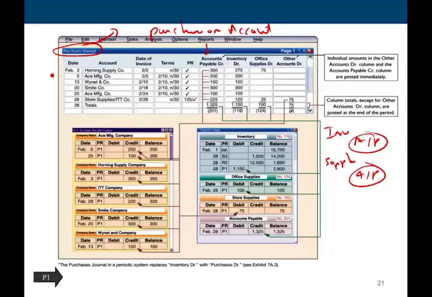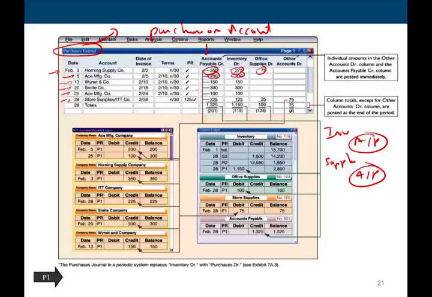So notice here, February 3rd, we purchased something from Horning Supply Company, invoice dated 2/2, $350. Credit accounts payable $350. Actually, we bought inventory and we bought supplies. Okay, so we debited inventory, debited supplies, and we credited AP. Then we bought from Ace Manufacturing Company. Same thing. Inventory $200, under accounts payable $200, under inventory. Notice we bought inventory from these suppliers.